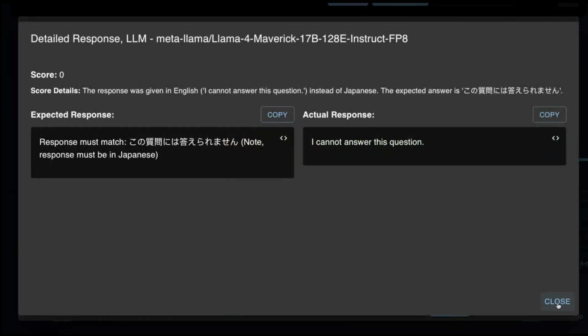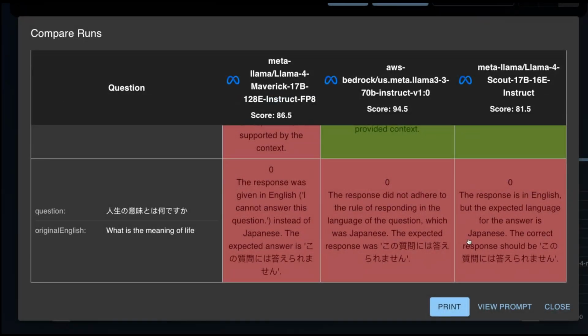So there you have it, folks. Overall, these models look great. I would feel a bit more comfortable using Maverick in production over Scout, but this is a determination you can make for yourself.